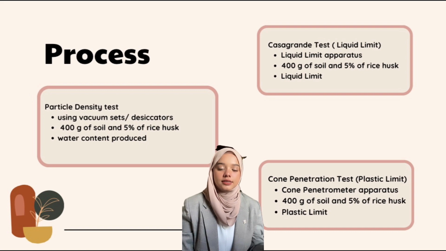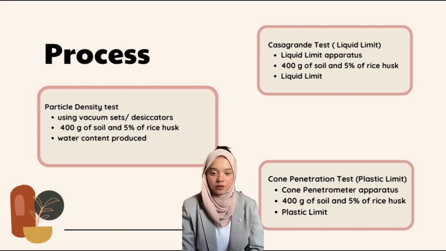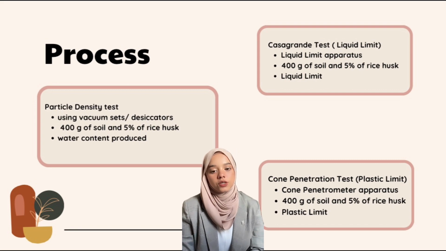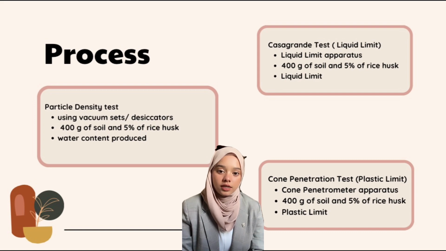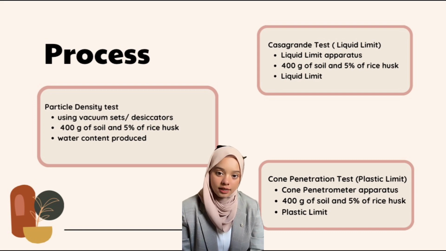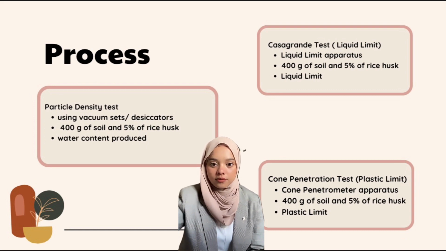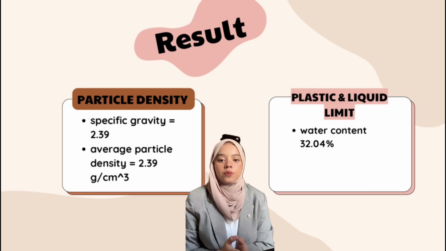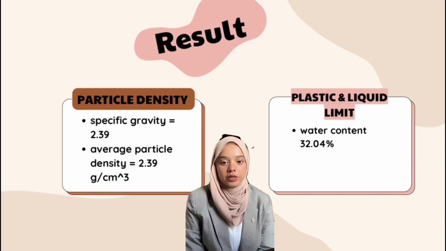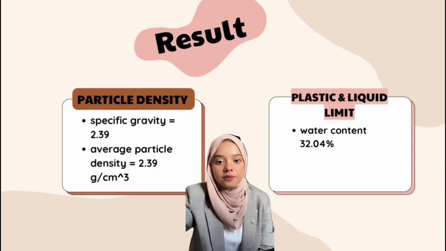So let's get to the next step, which is the process. First step is the particle density test. For this test, we use the vacuum sets or the desiccator. We use 400 grams of soil and 5% of rice husk. From this experiment, we managed to get the specific gravity, which is 2.39. Next, cone penetration and Casagrande test. From both experiments, we managed to calculate the water content, which is 32.04%.